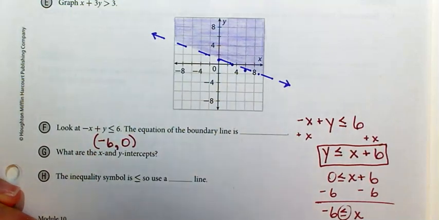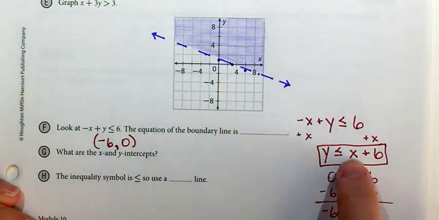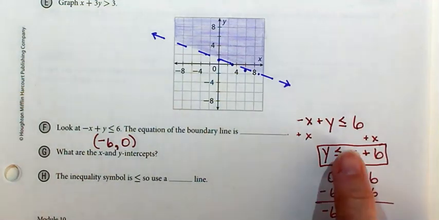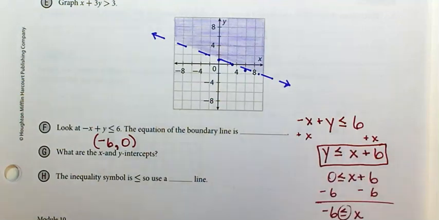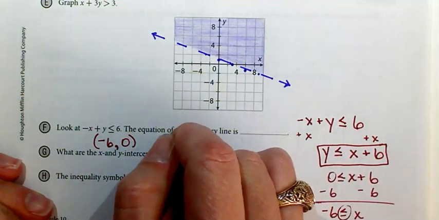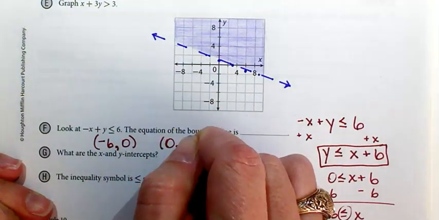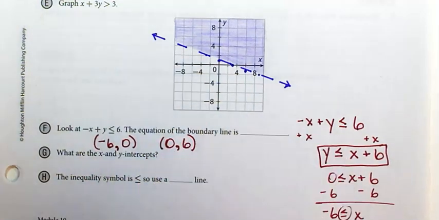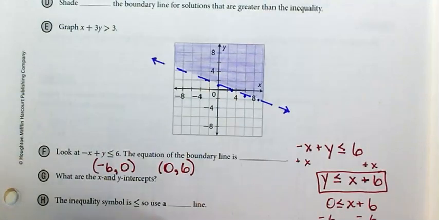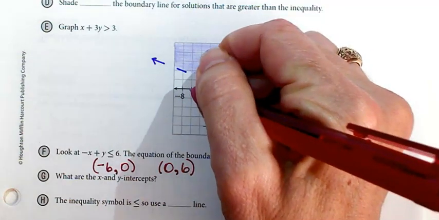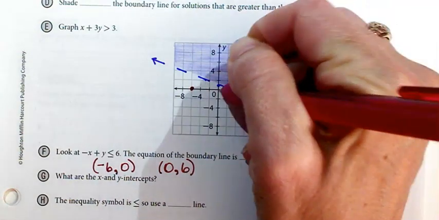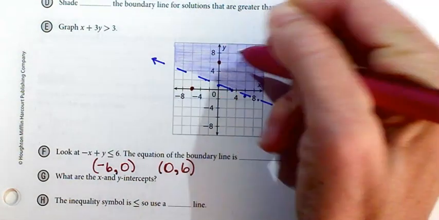My y-intercept, remember this time you put 0 in for x if you want the y-intercept. So put a 0 there, and it's pretty obvious that my y-intercept is 6. So 0, 6. That gives me 2 points. 2 points is enough to draw a straight line. So -6, 0 and 0, 6.